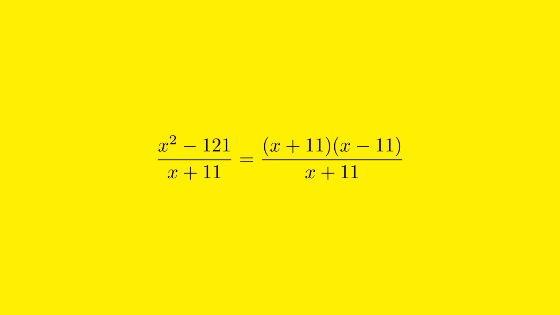So, the original expression x squared minus 121 over x plus 11 can be rewritten as x plus 11 times x minus 11 divided by x plus 11. This transformation simplifies the process of canceling out common factors in the next step.